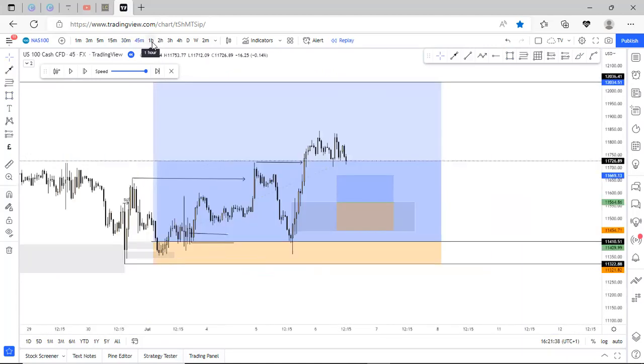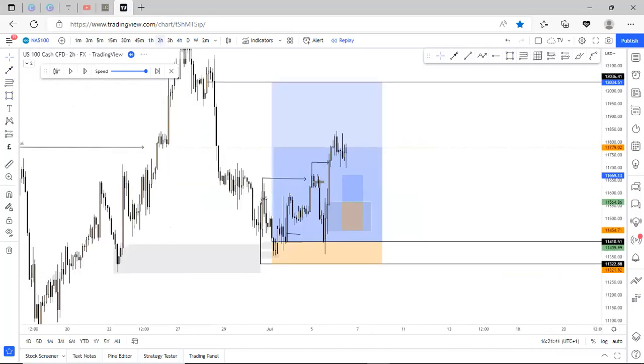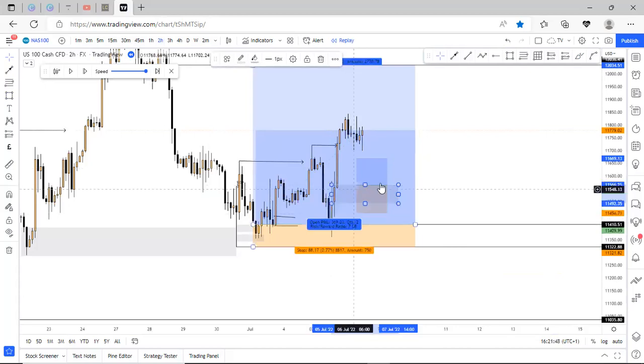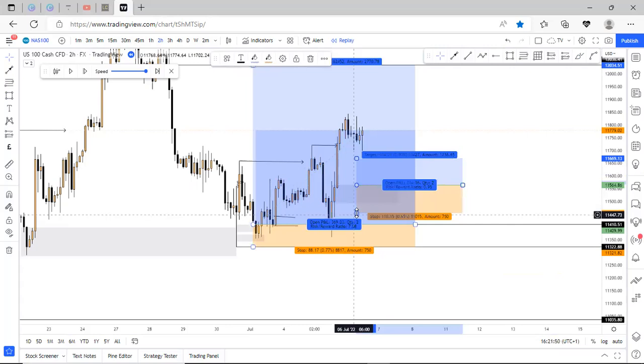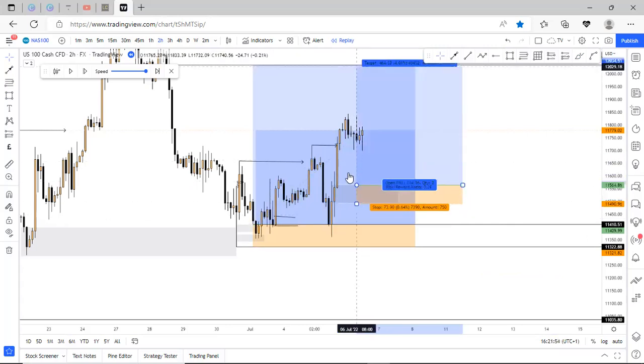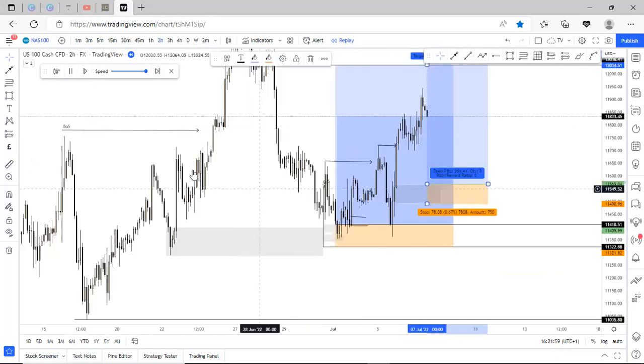45 minutes, not so clear. 1 hour, not so clear. 2 hours time frame. Okay, we have this candle, but it looks big, so we can work with the body of the candle. So we are still backtesting. Let's see if we can get another re-entry at this point, or the market will just hit our take profit.